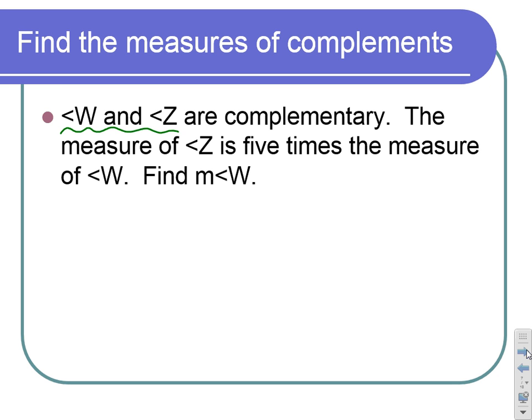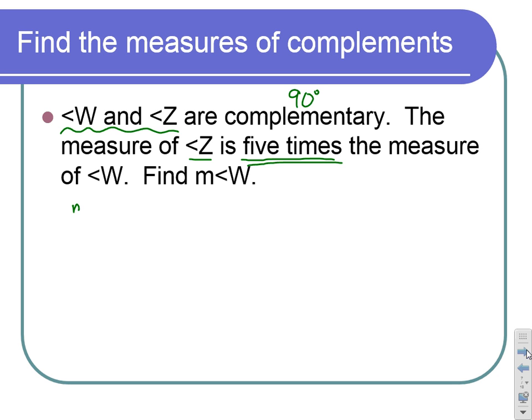All right, so let's read. Angle W and angle Z are complementary, which means they add up to 90. The measure of angle Z is 5 times, that's going to be very important, the measure of angle W. Let's find the measure of angle W.